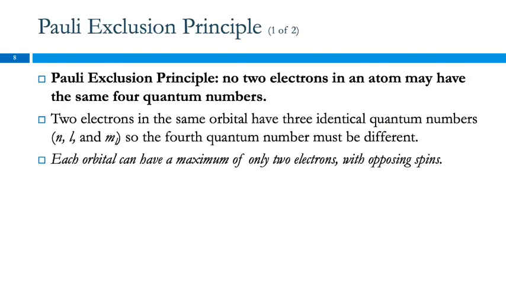So we have some principles, and I guess they're mostly called principles here. I'm not going to quiz you on the names of these. But the Pauli exclusion principle says that no two electrons in an atom can have the same 4 quantum numbers. So if we have 2 electrons that are in the same orbital, they're going to have 3 identical quantum numbers. And we'll look at that on the next slide. So that means the 4th one must be different. And this means that we can only have 2 electrons in an orbital, and they have to have opposite spins.